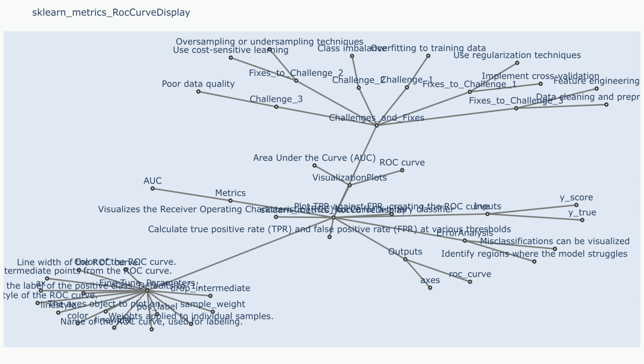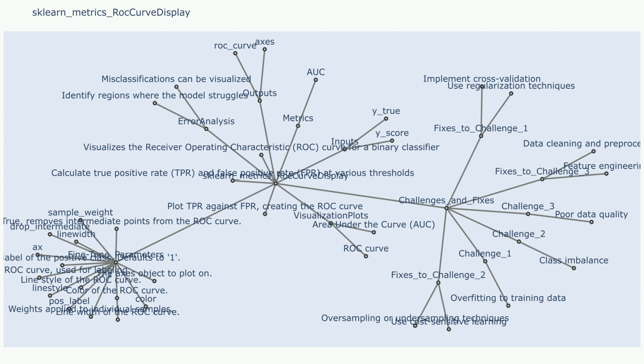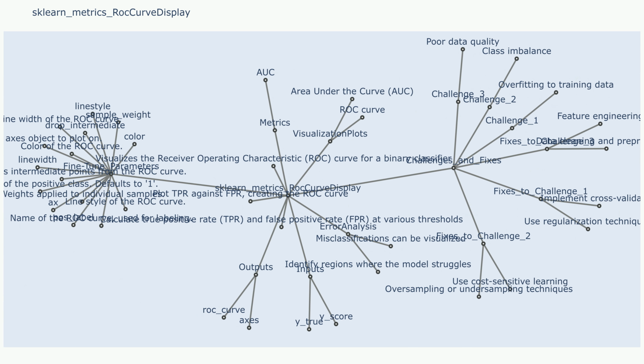Challenge 1: overfitting to the training data. Sample use case: a classifier trained on a small and biased dataset may achieve a high AUC on the training data but perform poorly on unseen data. Fixes: use cross-validation techniques to evaluate the model's performance on multiple folds of the data. Reducing overfitting: employ regularization methods, such as L1 or L2 regularization, to penalize complex models and prevent overfitting.